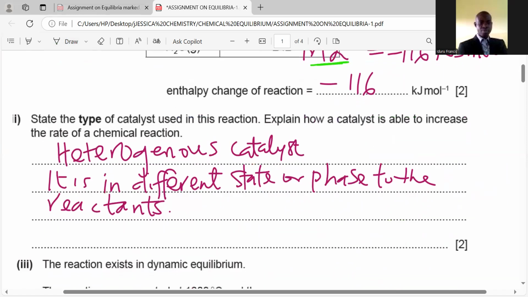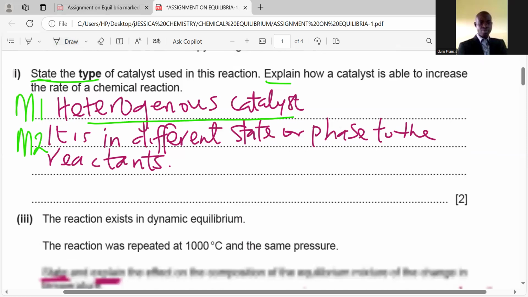Part 2: state the type of catalyst used in the reaction. Explain how a catalyst is able to increase the rate of reaction. In this question, you will see we have to state first and then also explain. State the catalyst used: heterogeneous catalyst. That's the type of catalyst. Explain your answer: because it is in a different state or phase to the reactant. So we have the mark distribution there, this is your M1 and this is your M2.